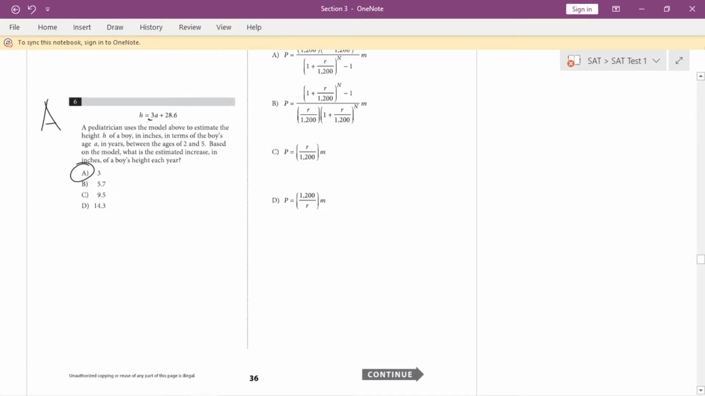Let's just double check. Height each year. Yep.